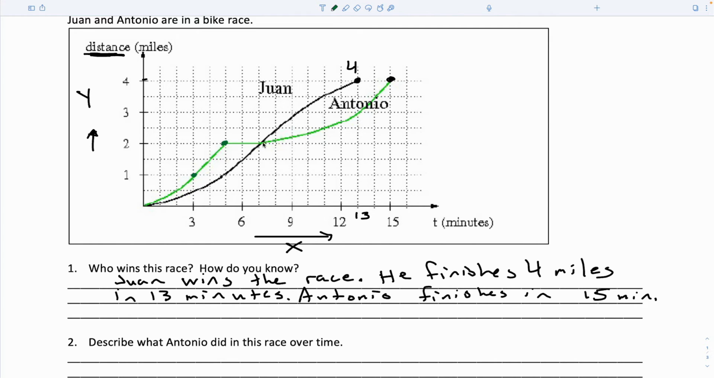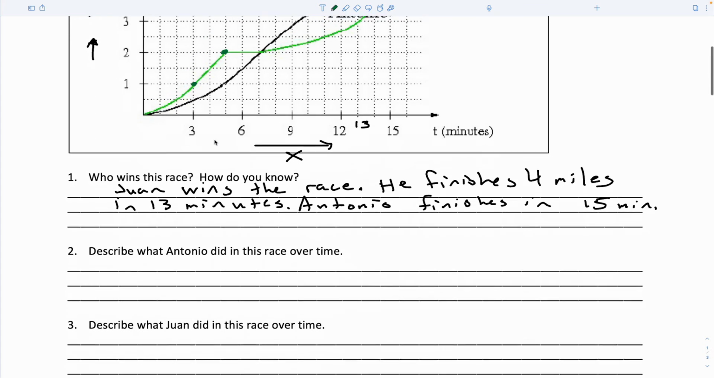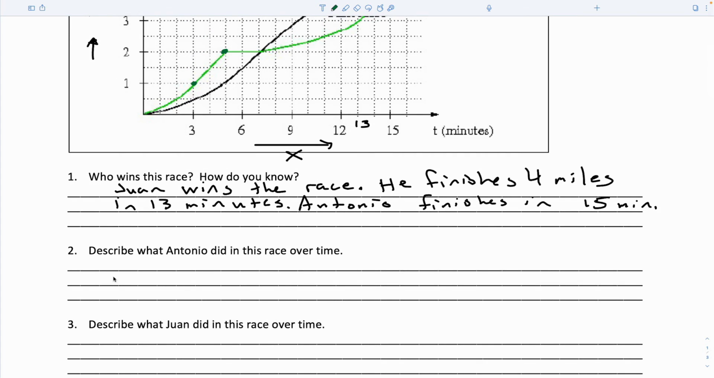Then what happens? Well, he gets like a flat tire or something. He doesn't move. He doesn't go up in distance. He doesn't go from 2 to 3 for a good, like, I don't know, 2 minutes, from 5 to 7. So he's not moving at all. And then he slowly heads to the finish line and finishes after. So describe that as best you can.